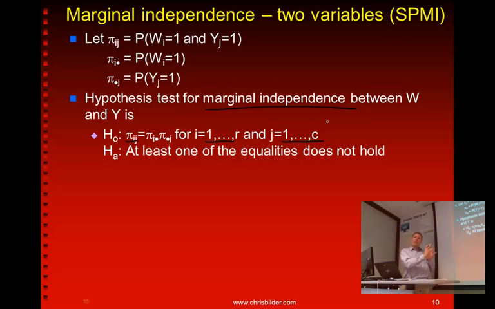In fact, you can often write your hypotheses just like this, but you have to remember I have a slightly different form of a contingency table. The alternative is that at least one of the equalities does not hold.